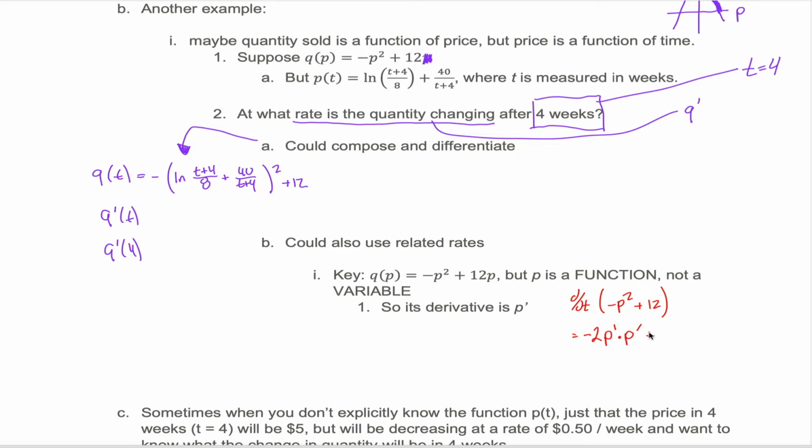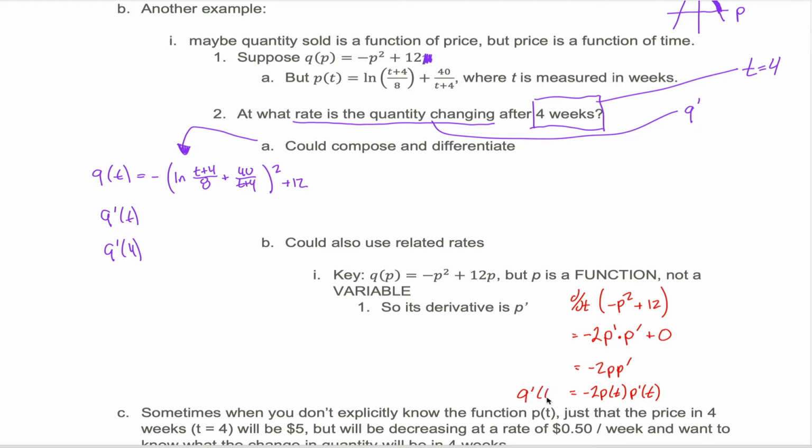I then have to add to that the derivative of the 12. 12 is just a constant, so it's equal to 0. What I'm saying is the derivative of negative p squared plus 12 with respect to the variable t is equal to negative 2p p prime. If you want to write these more in function notation, it's negative 2p of t times p prime of t.